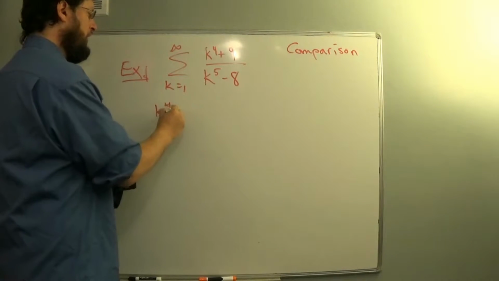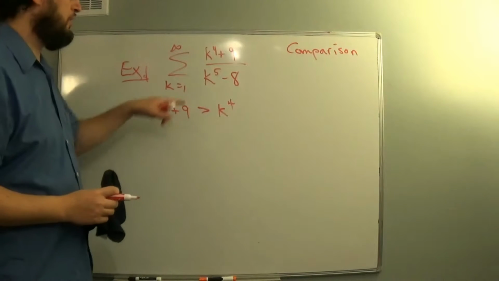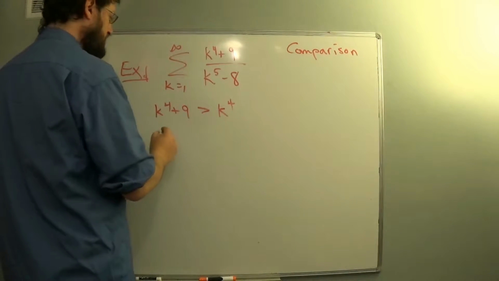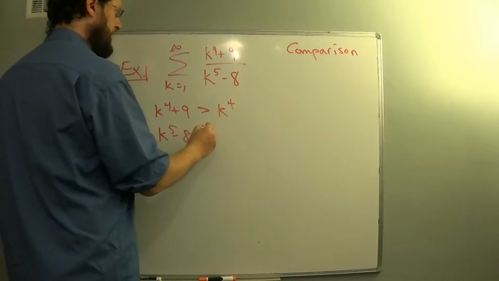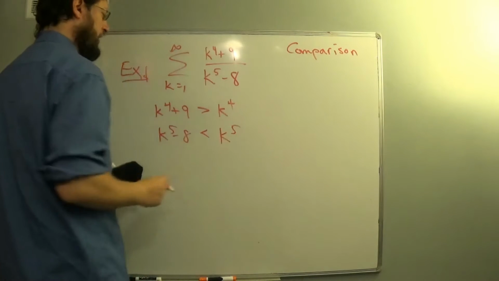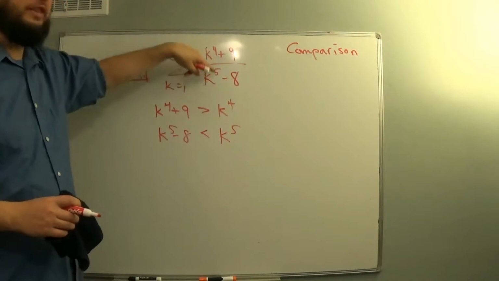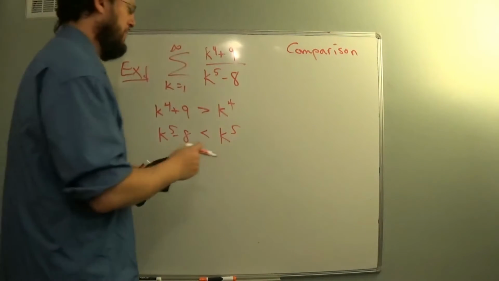We can notice that k to the fourth plus 9 is actually just always bigger than k to the fourth, because we're increasing. We can also notice that k to the fifth minus 8 is always less than k to the fifth, because we've always subtracted. Since the numerator is always bigger and the denominator is always smaller, if I divide by a smaller number, that actually means we get a bigger number.